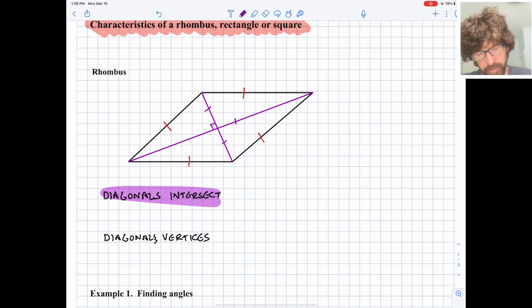They're also perpendicular bisectors of each other. Okay, so they intersect at the midpoint, and we knew that because it's a parallelogram, and in a prior video I showed you that parallelogram diagonals bisect each other. But here, even more specific, they intersect at a right angle. So diagonals of a rhombus are perpendicular bisectors of each other.